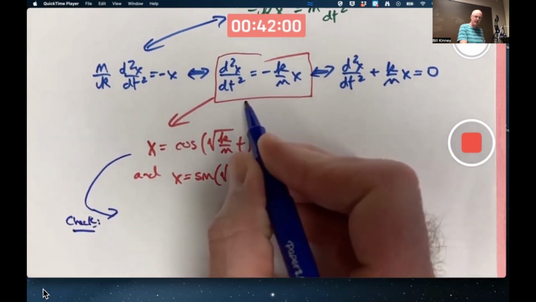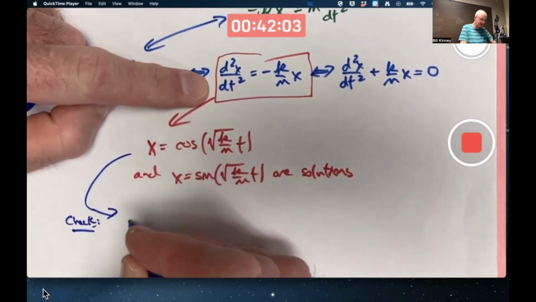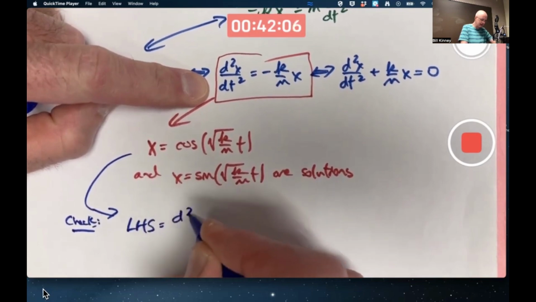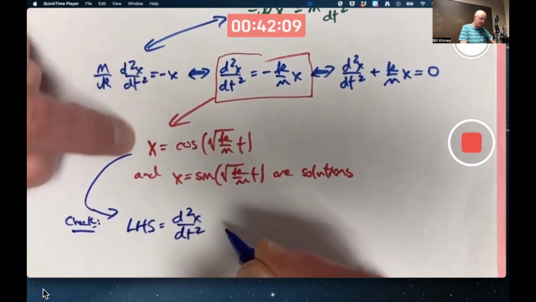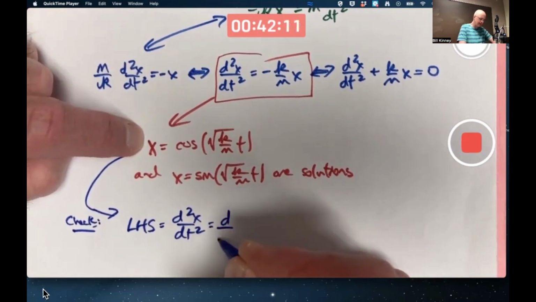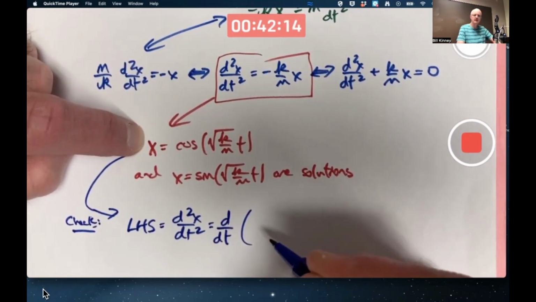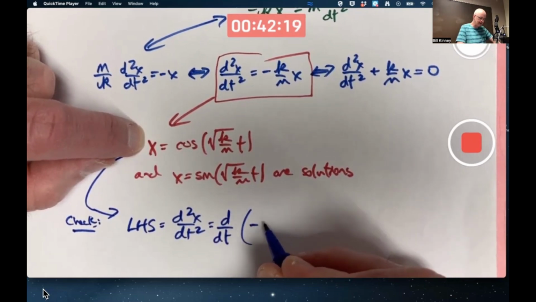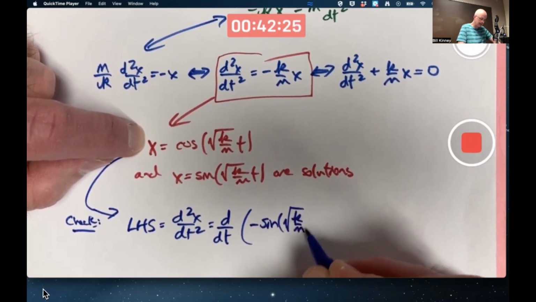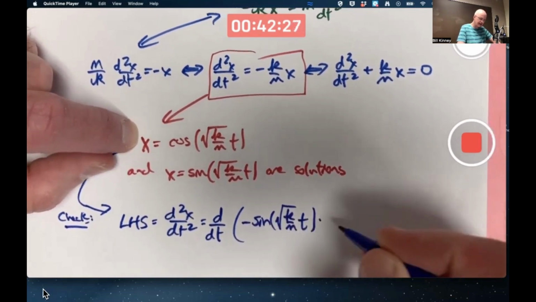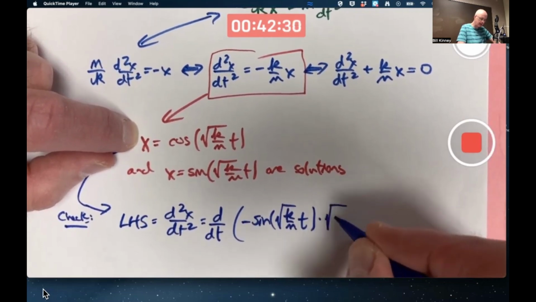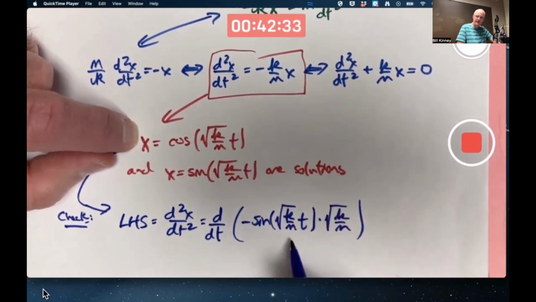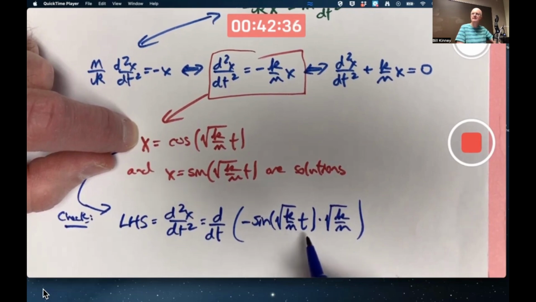And I'll do it with this form of the differential equation. So what's the left-hand side? It is the second derivative of x with respect to t twice. So I need to find the first derivative first. That's going to be negative sine of square root of k over m times t times, don't forget, chain rule would give you an extra factor of square root of k over m, right? Because the derivative of the inside function, constant times t, is the constant. It's a complicated constant, but it is still a constant.